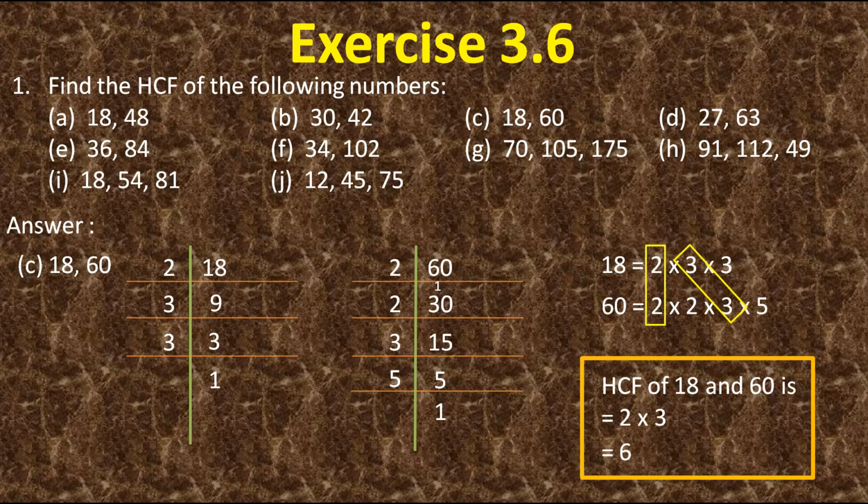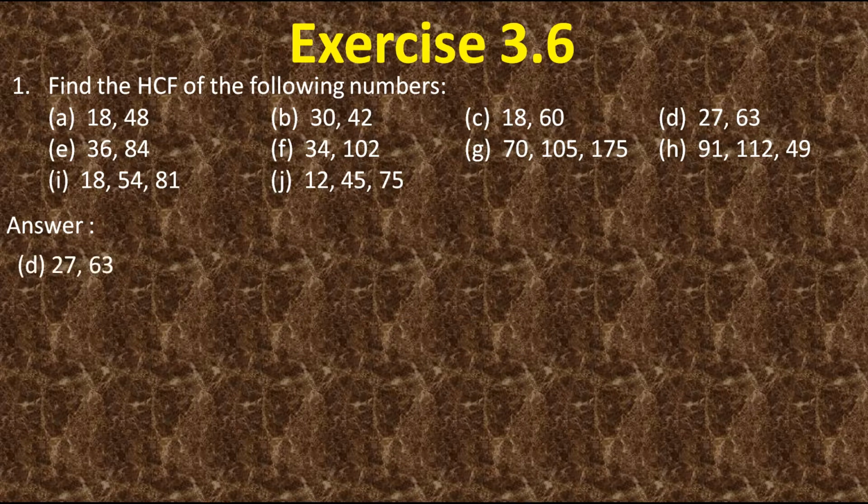Okay, now let's move to the next question, that is 27 and 63. Let's find the prime factorization of 27. Here 27 is an odd number, so we have to start from the next prime number, that is 3. Okay, so 3 9s are 27.